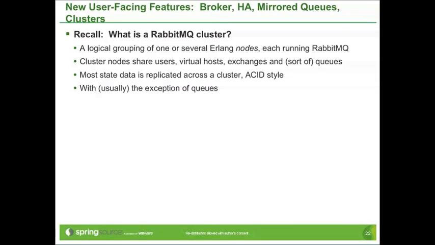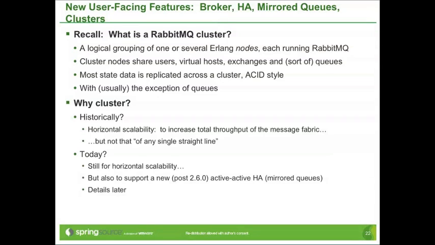Cluster nodes share amongst themselves users, virtual hosts, exchanges, and queues, in the sense that they all know about the same queues, but any given queue only exists on one node in the normal case. Most of the state data is replicated in a cluster in an ACID style, and the usual exception to this is queues. Each RabbitMQ queue is identified with a single RabbitMQ Erlang process that manages that queue. Those processes only live within one Erlang VM on one machine, and they don't migrate about, with the exception of mirrored queues, which we'll talk about more in a second. So historically, why did you cluster? Well, the first reason you'd cluster would be for horizontal scalability.